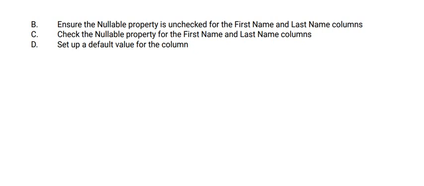Option C, check the nullable property for the first name and the last name columns. And option D, set up a default value for the column. The correct option is option A.